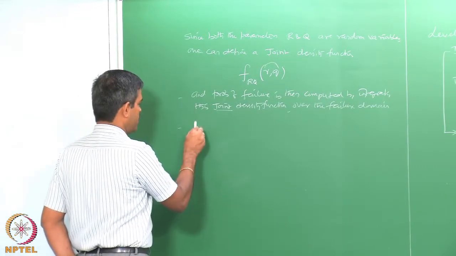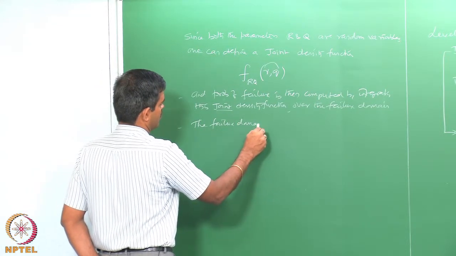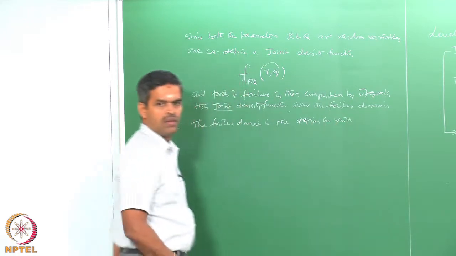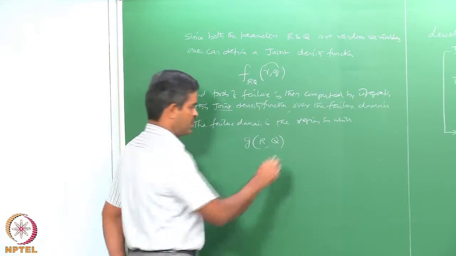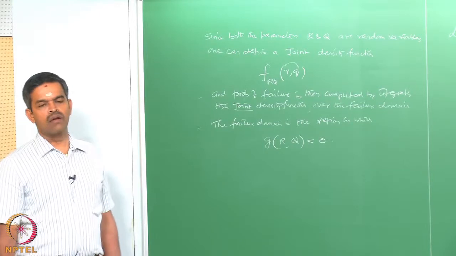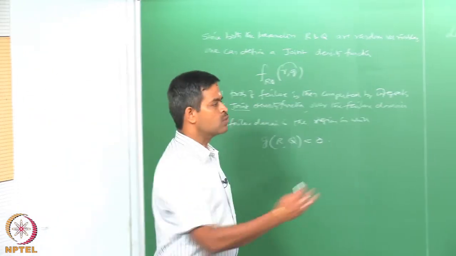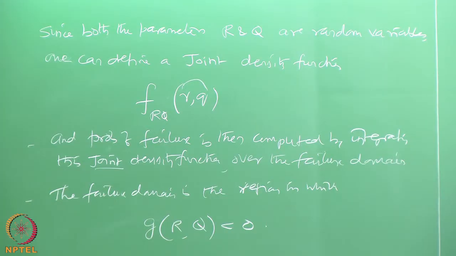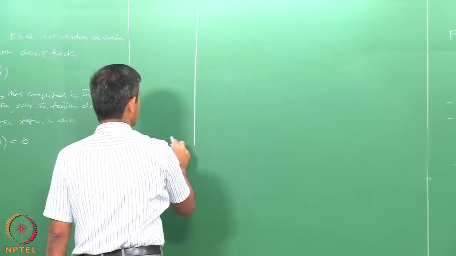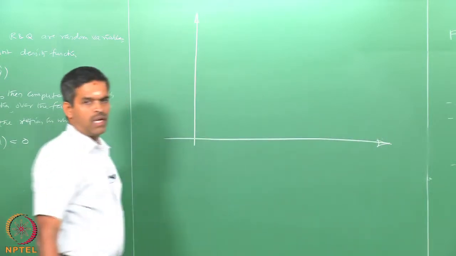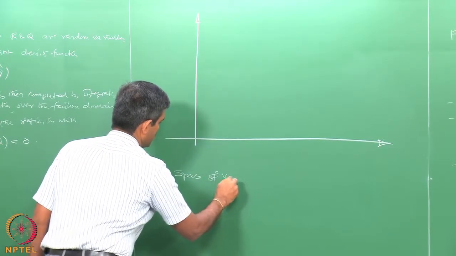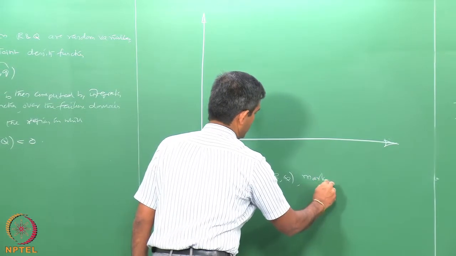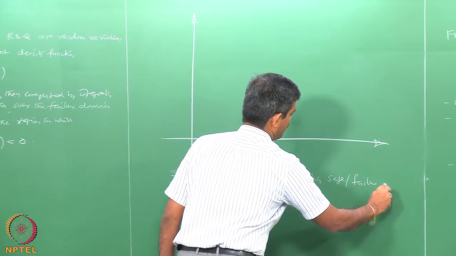What is the failure domain? The failure domain is the region in which my function is less than 0, takes a negative value. Let us mark or draw the space of variables marking the safe and failure domain for two variables R and Q. R is the total resistance and Q is the total load. I am marking the space of variables, basically they are only two variables R and Q, marking the safe and failure domain. That is what I am trying to do here.